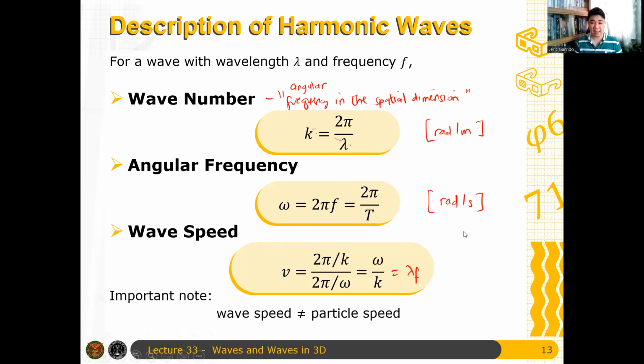Okay, so again, I'm emphasizing this from the previous slide. Wave speed is not the same as particle speed. Ibig sabihin, yung speed ng disturbance ng wave is not necessarily the same as the speed of the propagation of the wave. They're two different things. Okay? They're different. Malinaw ba tayo rito? Is this clear?